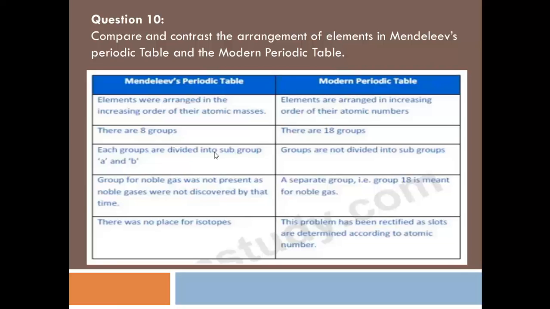Then Mendeleev's periodic table did not have any place for isotopes. It did not mention anything about isotopes. But this problem has been rectified as elements are arranged according to atomic number. Since all the isotopes have the same atomic number, they do not need separate slots. They all can be accommodated in one single place. So that is the advantage of the modern periodic table. Hope it is clear to you.